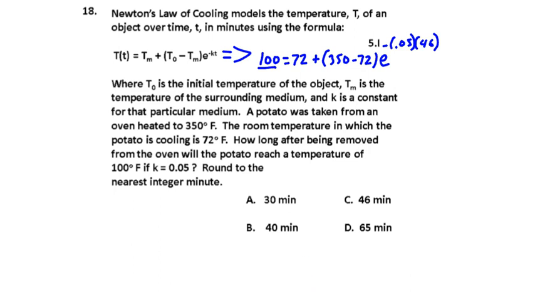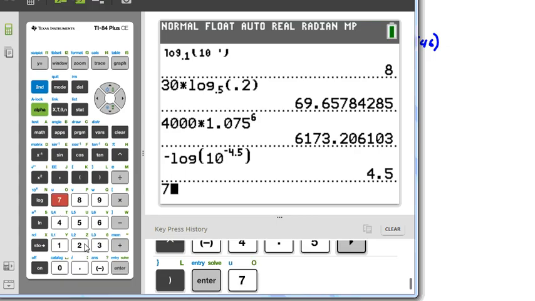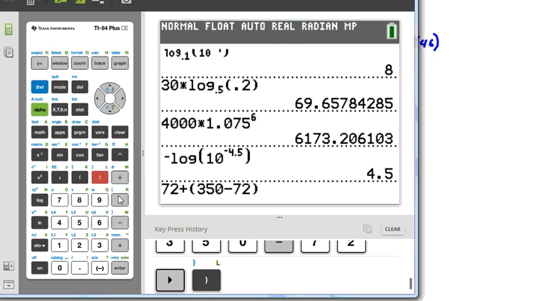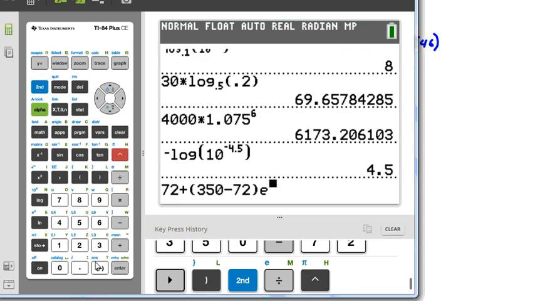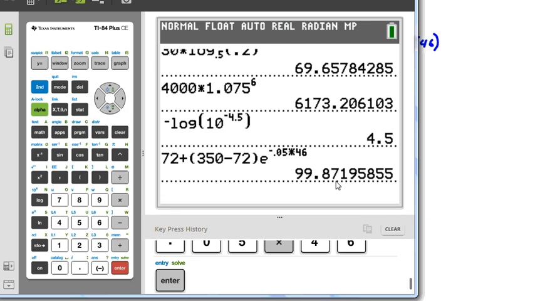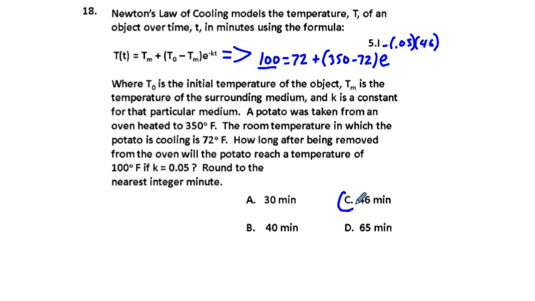So 72 plus 350 minus 72 times e to the power of negative 0.05 times 46. Let's get close to 100 for that, which we do, 99.87. So that is our best answer. Yeah, we can solve it by graphing, use a logarithmic solution, take the natural logarithm of both sides. Either way should be easy.